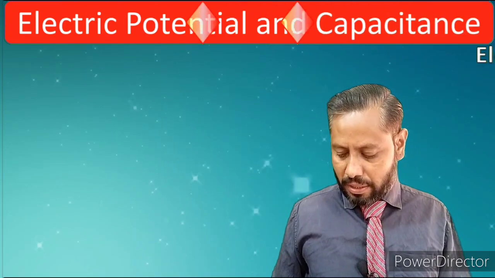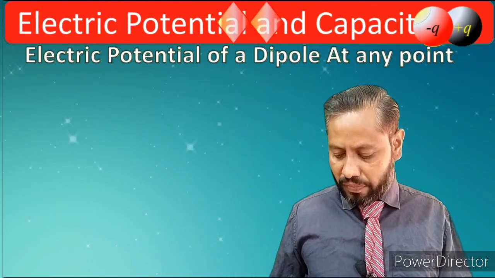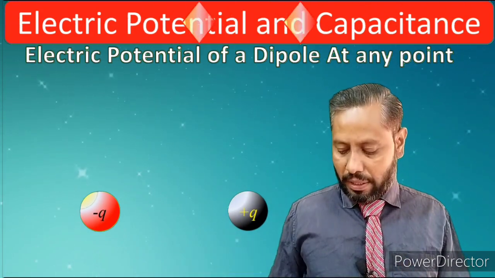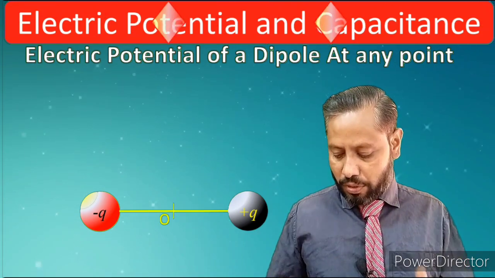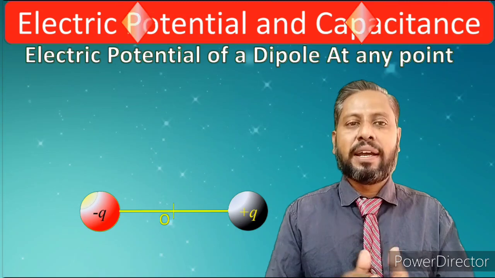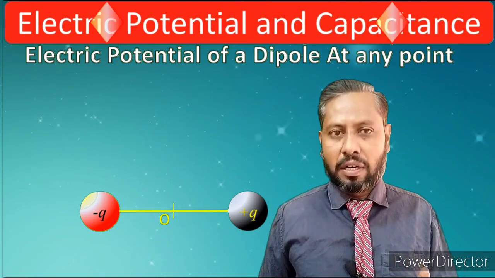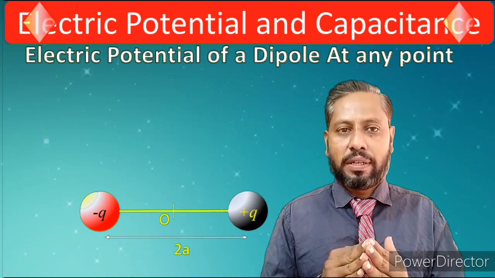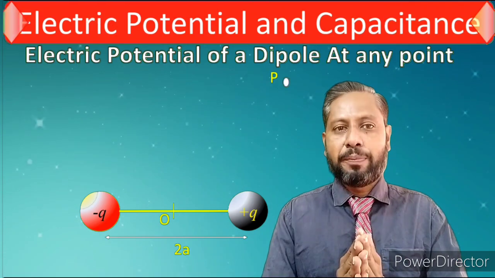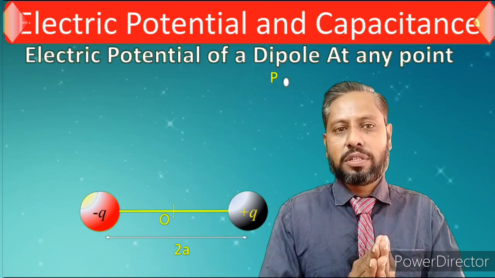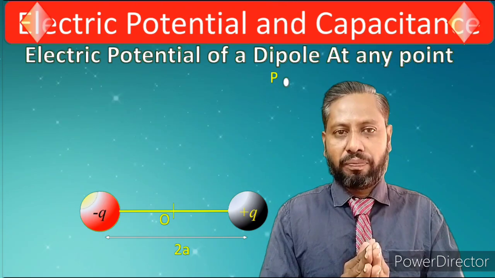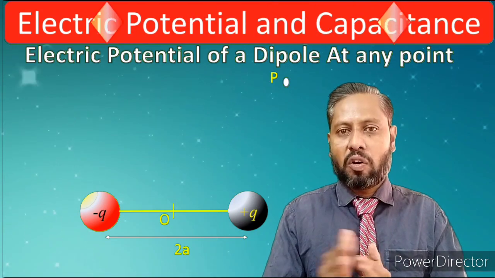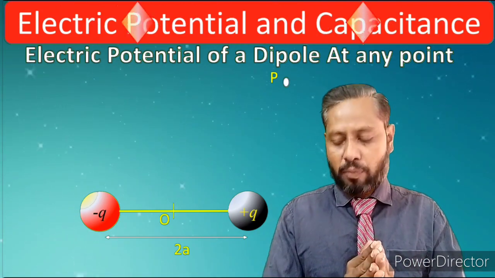Suppose for this case we have a dipole consisting of charges minus q and plus q as shown here. Let O be the center of this dipole, and as we have already discussed about dipoles, let 2a be the distance between the two charges as shown over here. Let this be point P, where we want to find the electric potential of this dipole. Now this point P is neither axial nor equatorial. It is off the equatorial and off the axial line.